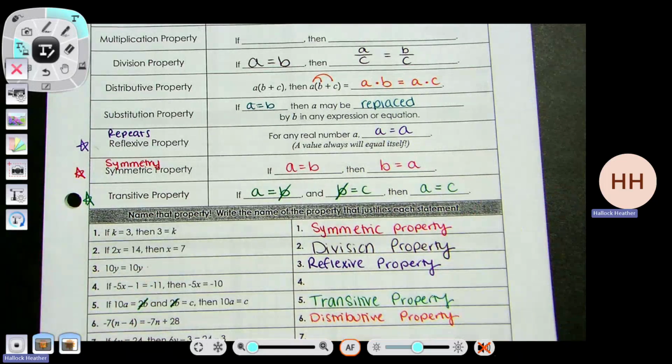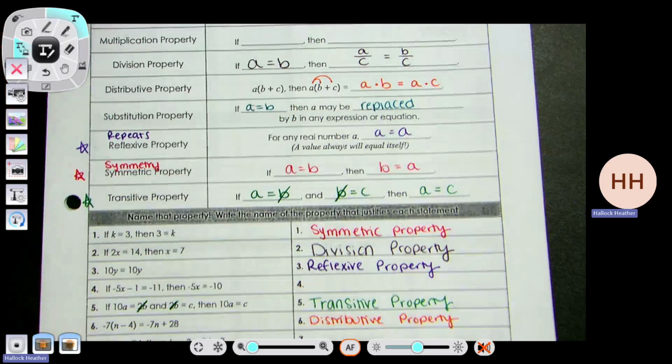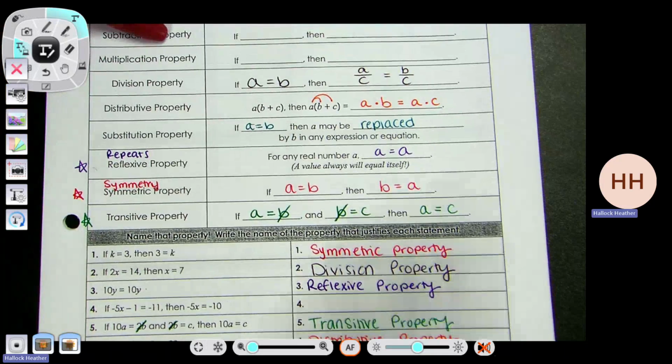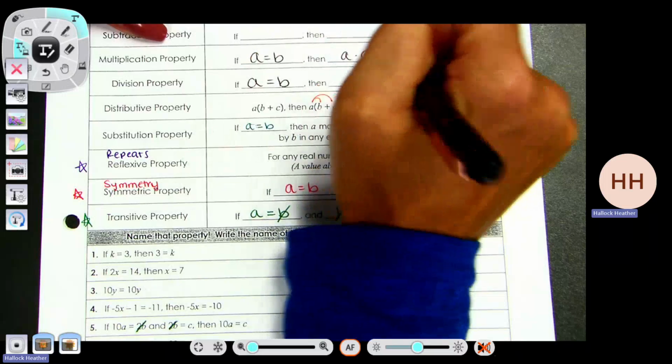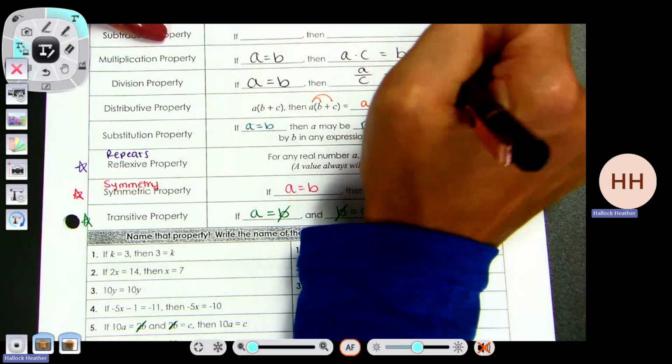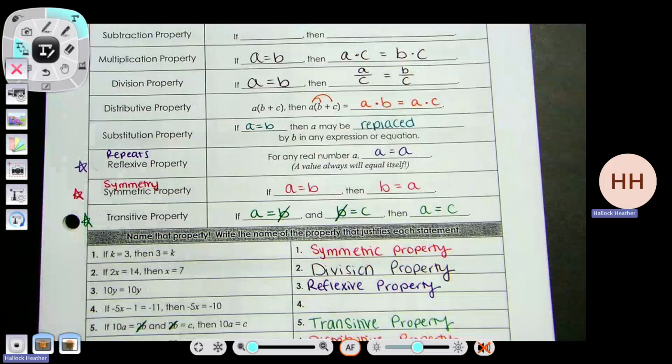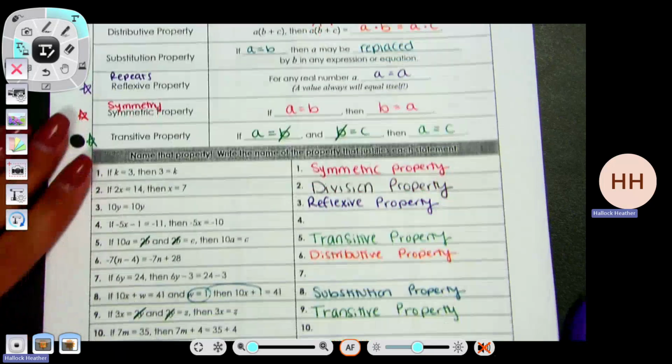Is there any other division? No. Okay. Multiplication property is where you multiply to both sides. So if I say A equals B, then I could say A times C equals B times C. So you are multiplying by the same thing to both sides. Which one at the bottom that we have left over represents you multiplying by the same thing to both sides?